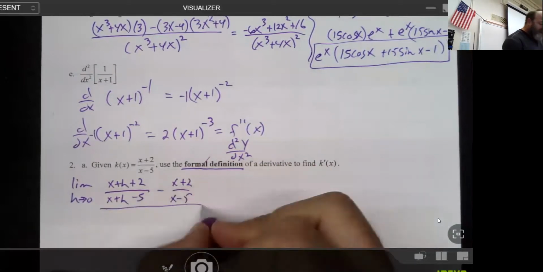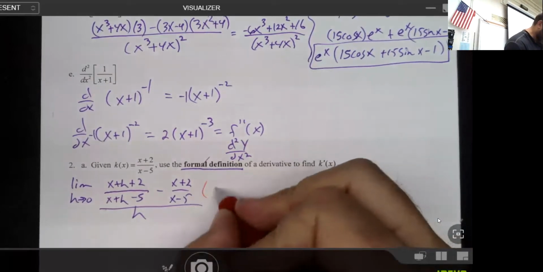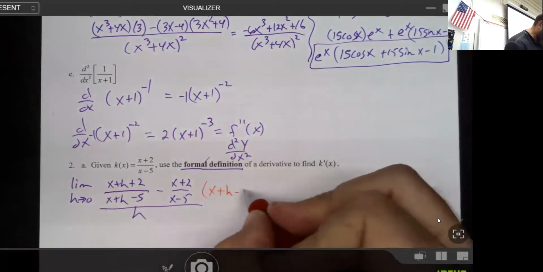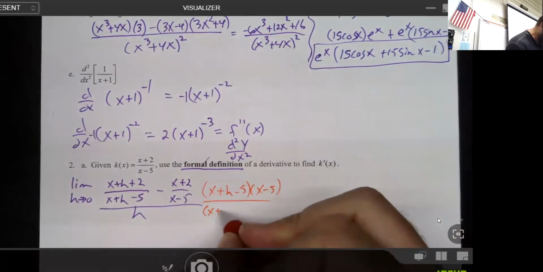All over h. And again, the limit as h goes to 0. This is honestly the worst case scenario. I hate it when we have these quotients just because they get so long. So we're going to go ahead and hit this thing with a great big fraction buster.